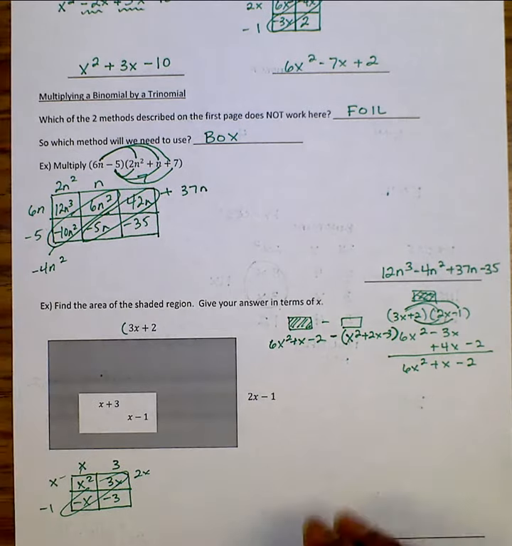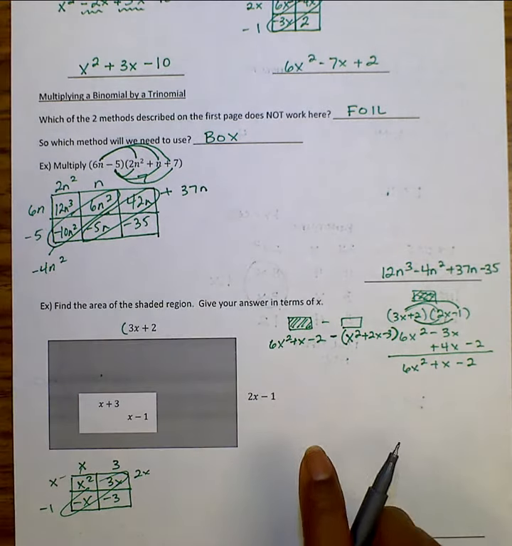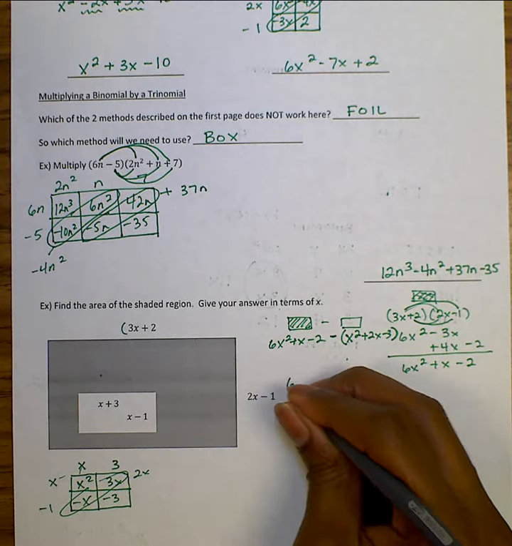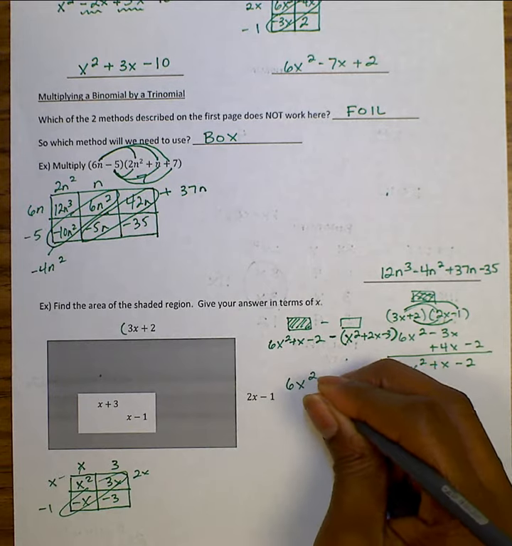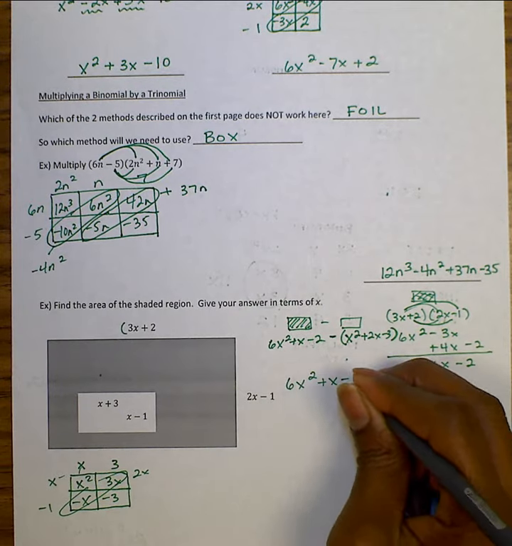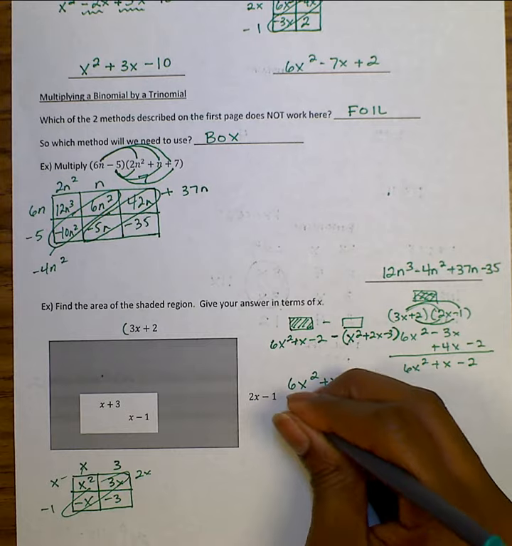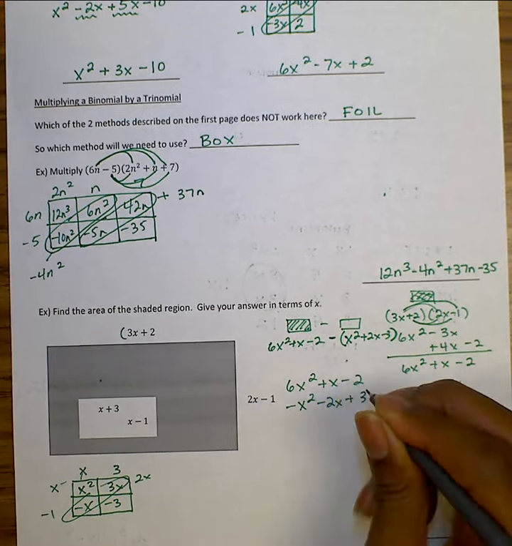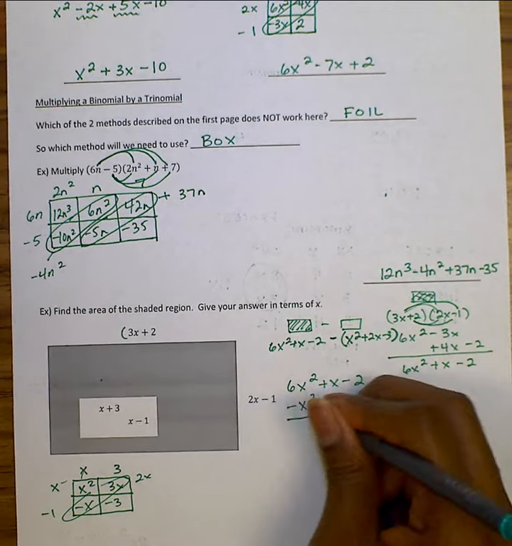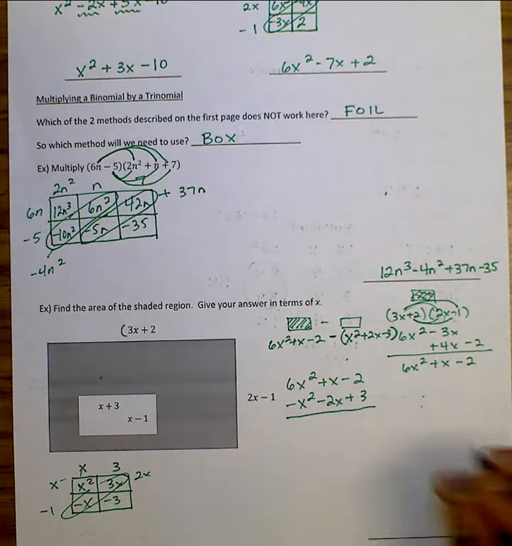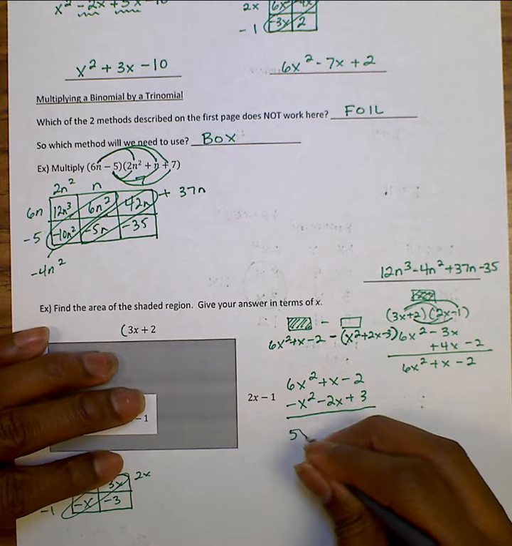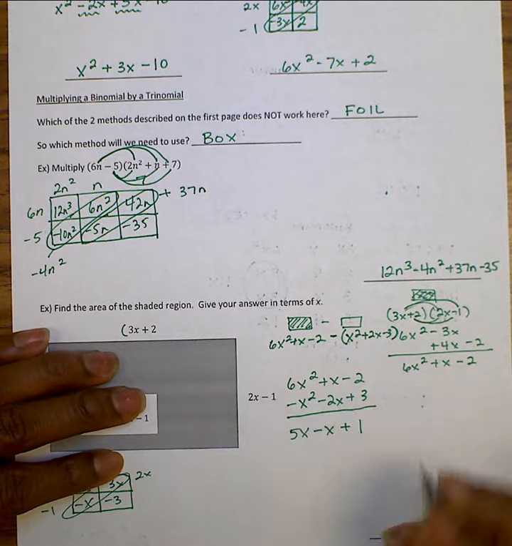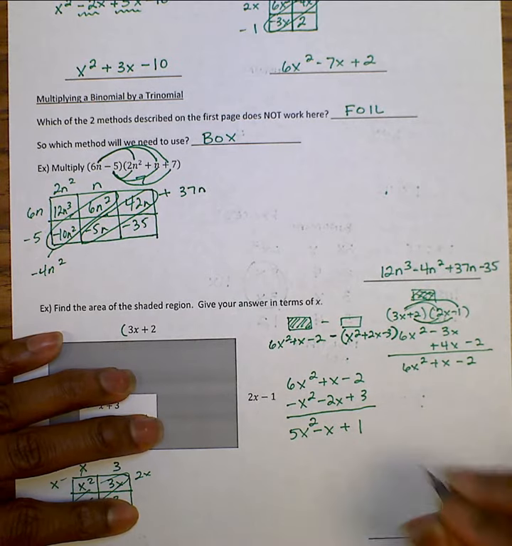Okay, so now remember from one of our previous lessons that we really don't like doing subtraction problems. What we'll do is we'll make this an addition problem. So 6x squared plus x minus 2. I'm going to change all these signs. So negative x squared minus 2x plus 3. Because I changed all these signs, now I can just do what it says to do. Gives me 5x squared minus x plus 1. Oops, I almost forgot my squared.